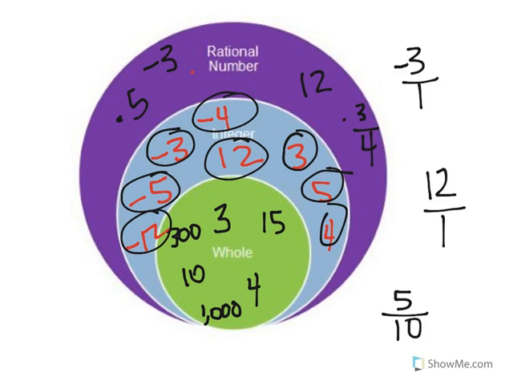So make sure that you understand this Venn diagram. Rational numbers include integers. Rational numbers include whole numbers. But rational numbers also include fractions and decimals. Integers don't include fractions and decimals. Whole numbers don't include fractions and decimals.